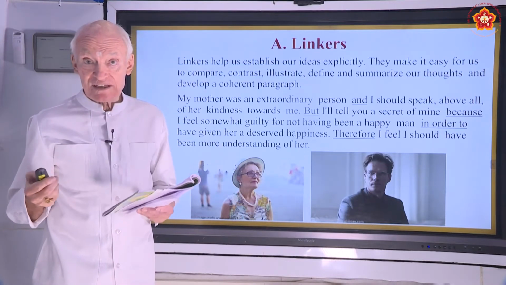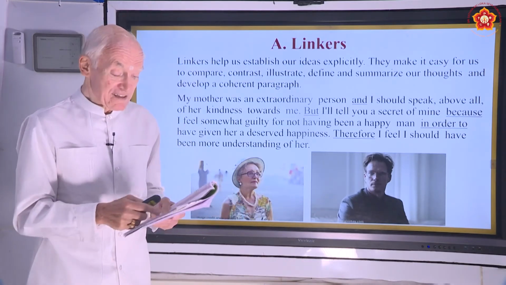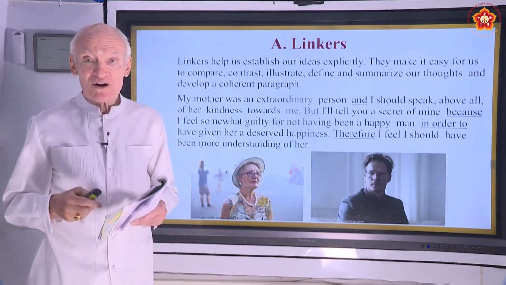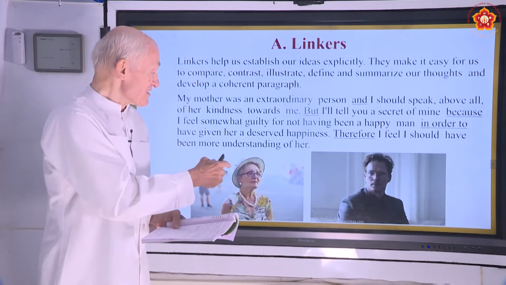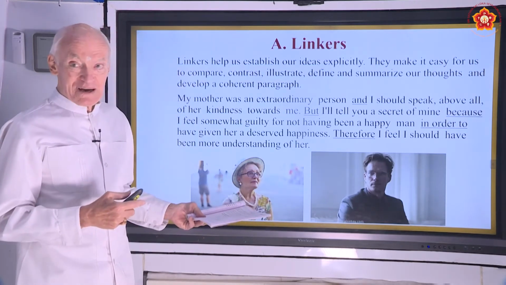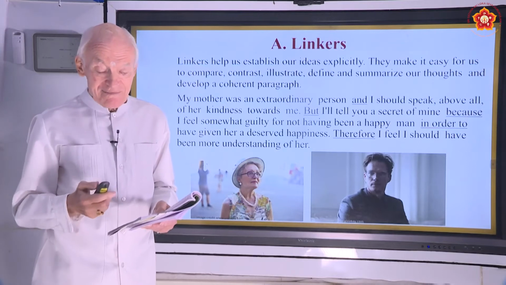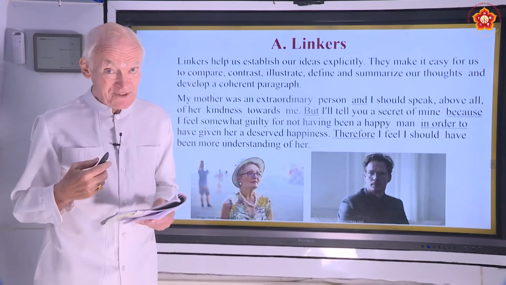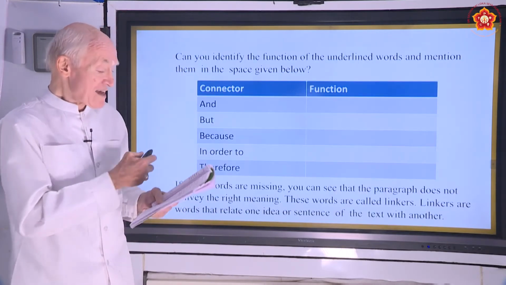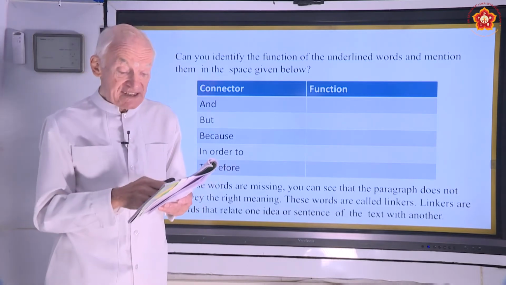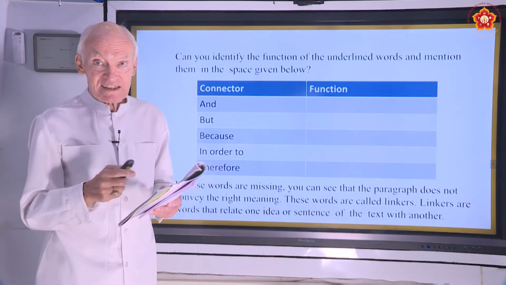He knew later on in his life that he should have made his mother feel better. "Therefore," which is also underlined, "therefore I feel I should have been more understanding of her." So you see, we have Borges here and his mother over here. And his mother is not so happy looking. And he thought to himself later on, when he was writing his autobiography, I should have made my mom more happy, which is a lesson for us. Try to make your mother more happy. Anyway, let's go to these underlined words. Our assignment is, can you identify the function of the underlined words and mention them in the space given below?